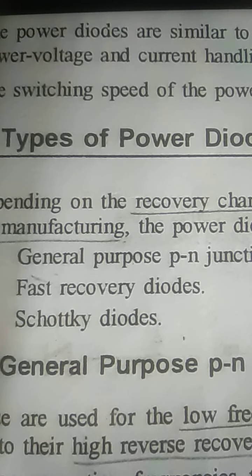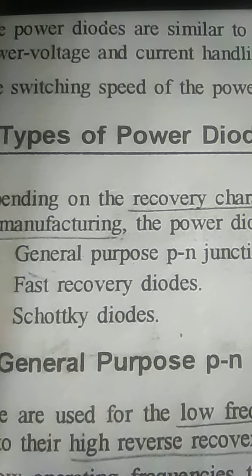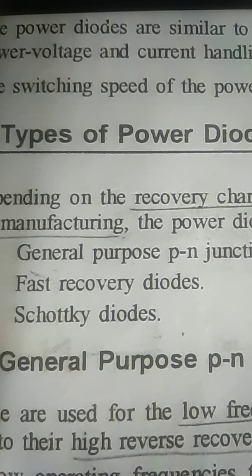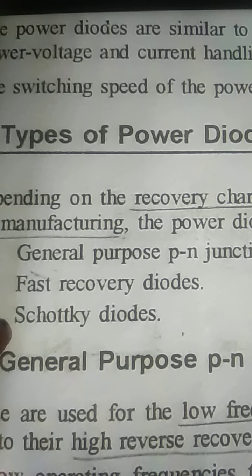The first type of power diode is the general purpose PN junction power diode. So what is this general purpose PN junction power diode? The power diode which has high reverse recovery time is called a general purpose power diode. So what is this high reverse recovery?